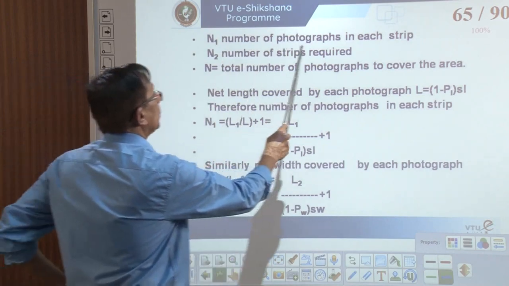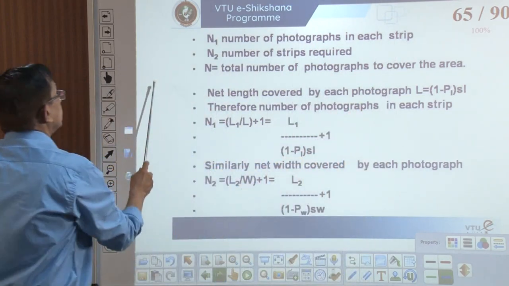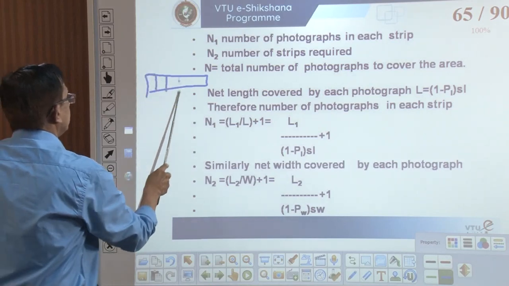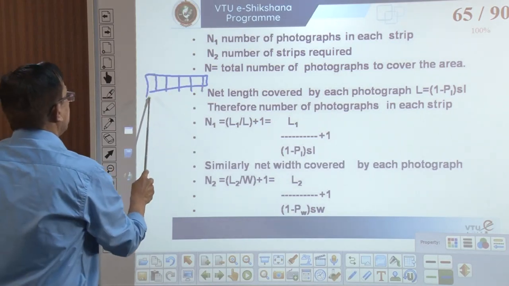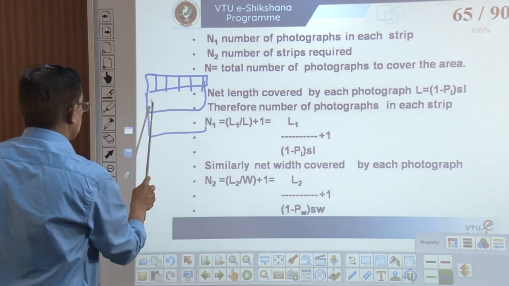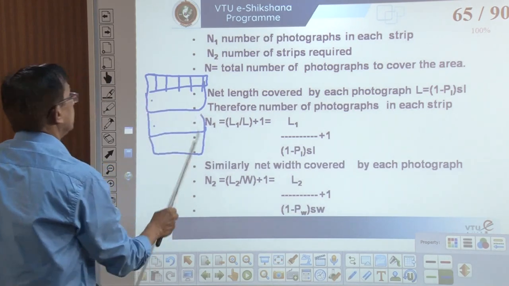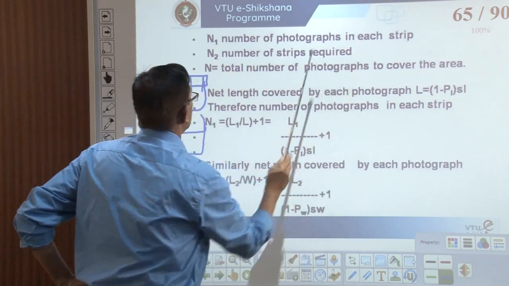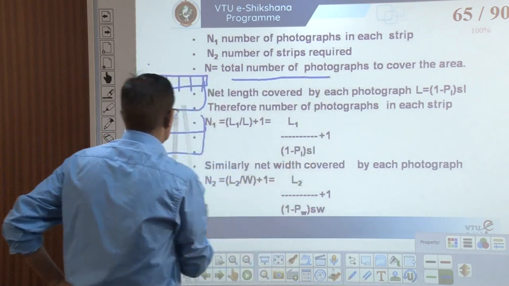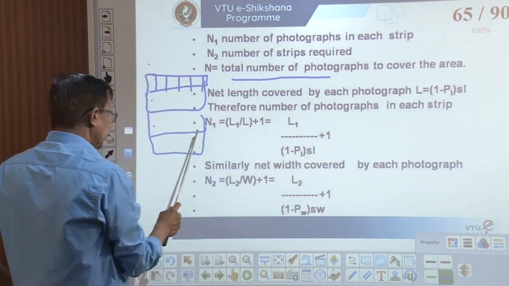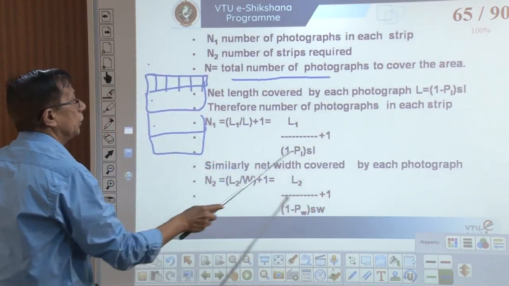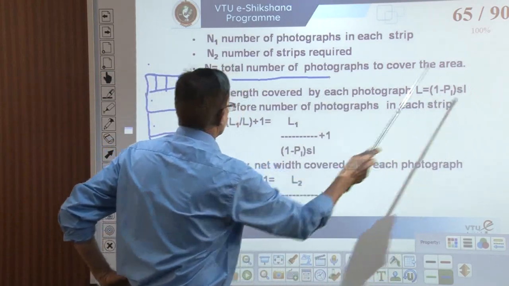Say, N1 is the number of photographs in each strip. This is one strip, 1, 2, 3, 4, 5, like that. And to cover that area, I may have a second, third, fourth strip, like that. So N2 is the number of strips required. Total N equals the total number of photographs to cover the area, divided by the net area covered by each photograph, that we know, (1 minus PL) into SL.